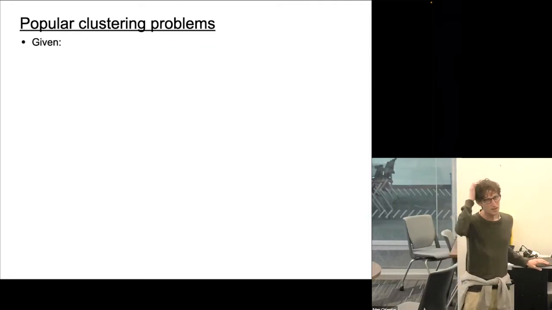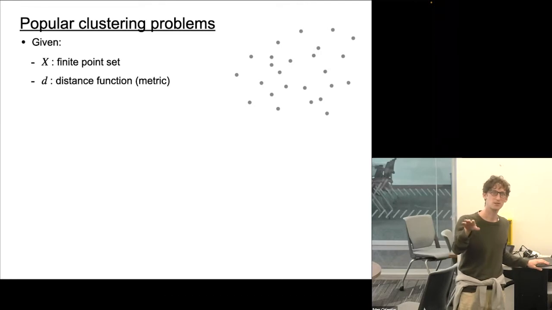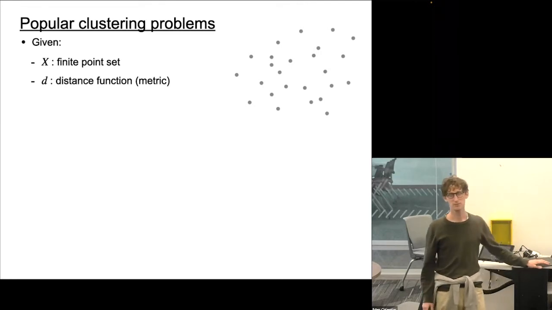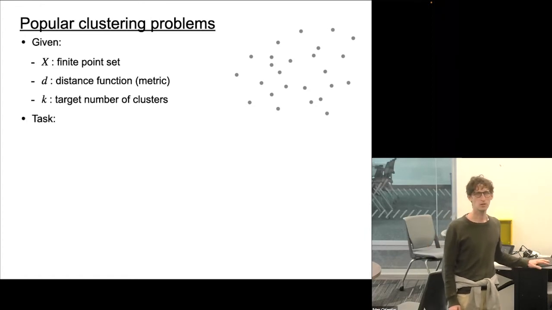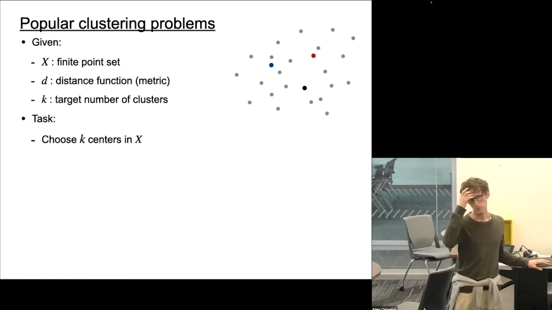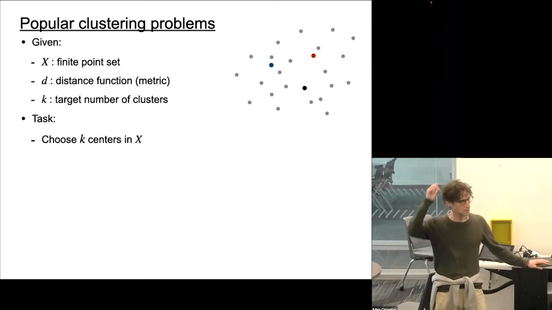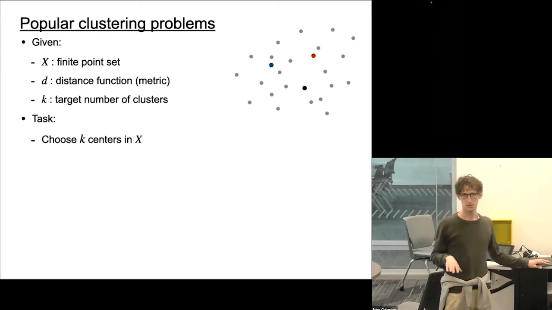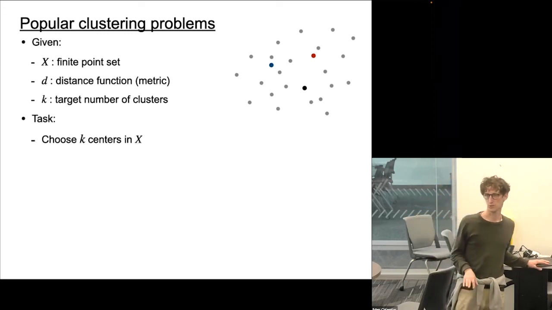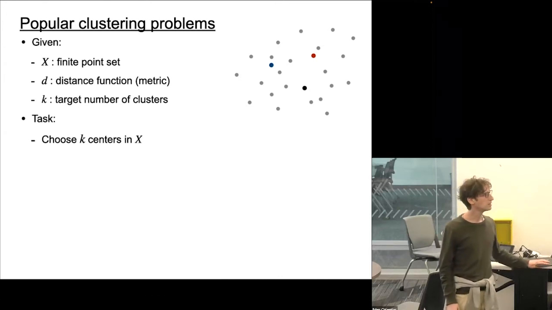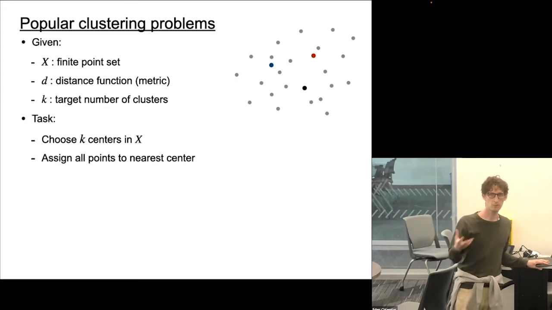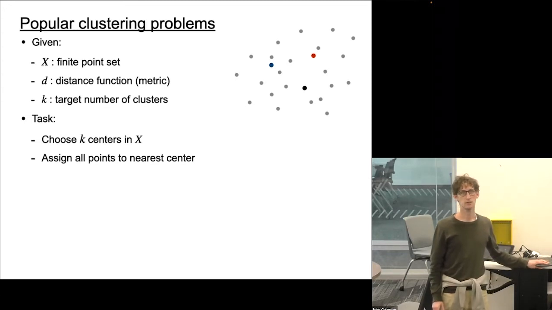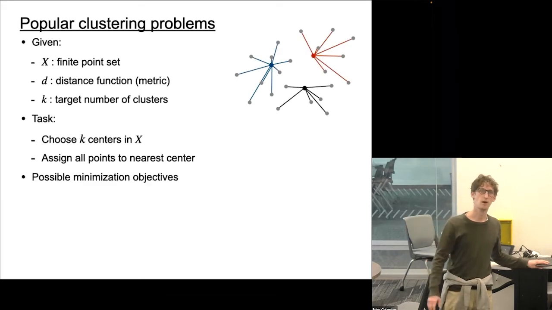Okay, so some popular problems. This is just the notation. We have X, a finite point set, d is the distance function, and k will be the number of clusters that we want. And then we want to choose k centers in our data set. There have been a lot of talks on Euclidean settings. Here we're just talking about a general metric space, so I'm not assuming that the metric is Euclidean. And then we just want to pick points from X and assign all points to the nearest center.